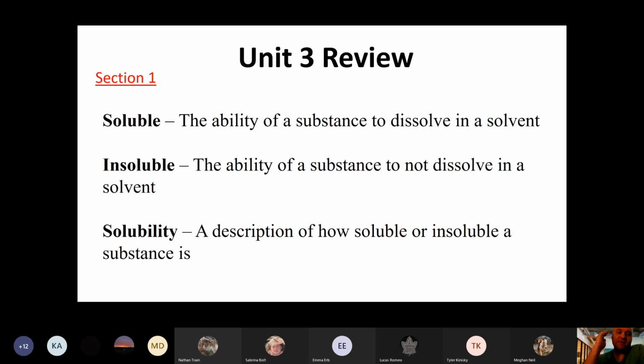Soluble, insoluble, and solubility. Earlier in Unit 1, we covered soluble and insoluble. Something that's soluble is going to readily dissolve in water, that's in the aqueous state, and something that is insoluble will be a solid. So refer to your solubility rules for those two. And then solubility is just sort of describing how soluble or insoluble everything is.